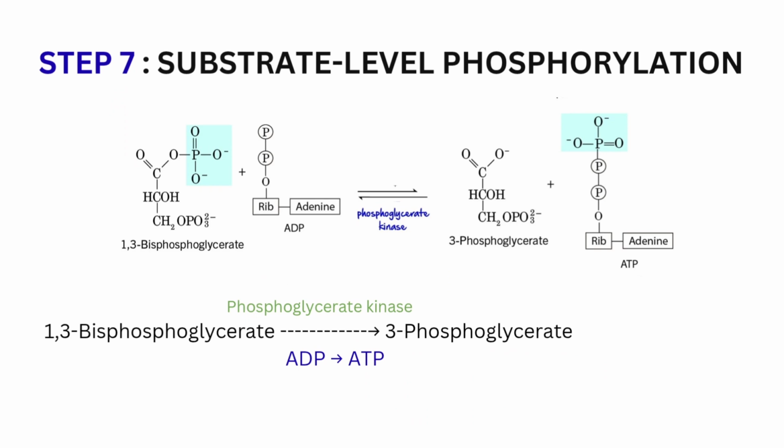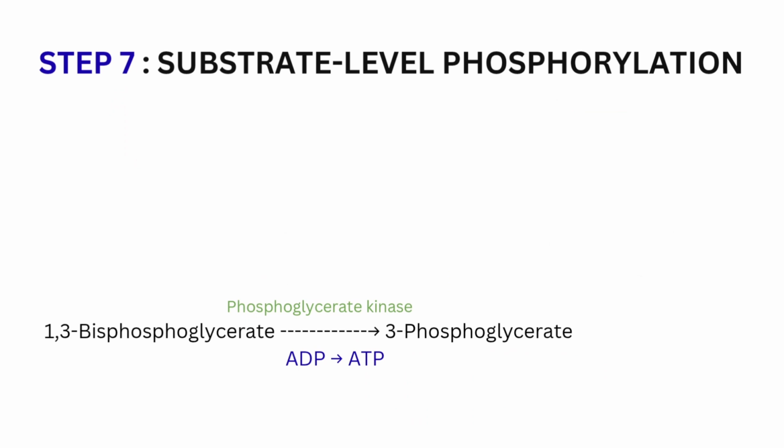So I have marked this step in blue to indicate the ATP formation. This reaction is reversible and it is a classic example of a kinase reaction, where a phosphate group is transferred between molecules. Also remember, since two molecules of 1,3-bisphosphoglycerate are present per glucose, 2 ATP are formed in this step. Okay, so now let's move to reaction 8 of glycolysis, which is an isomerization reaction.